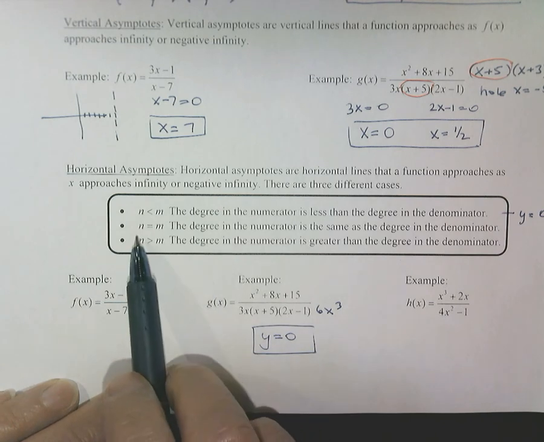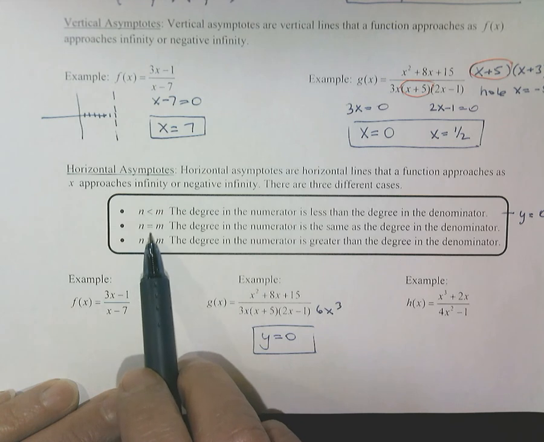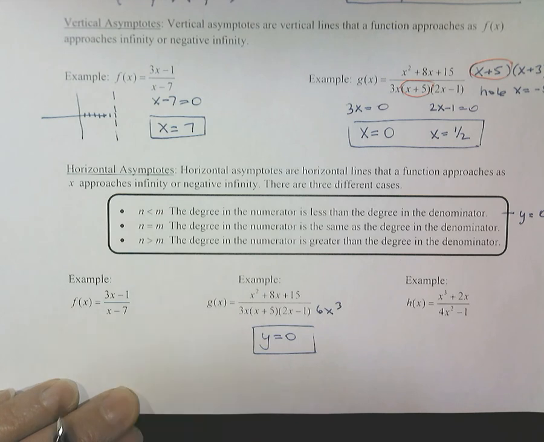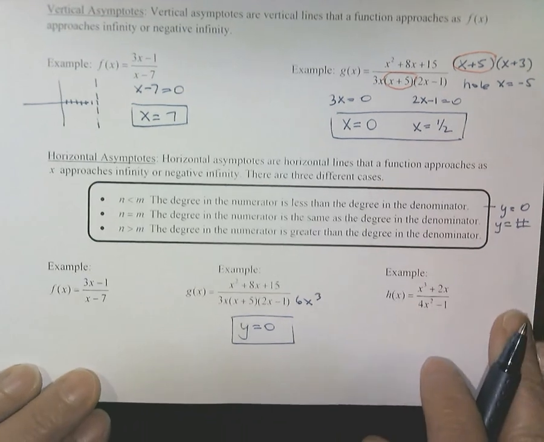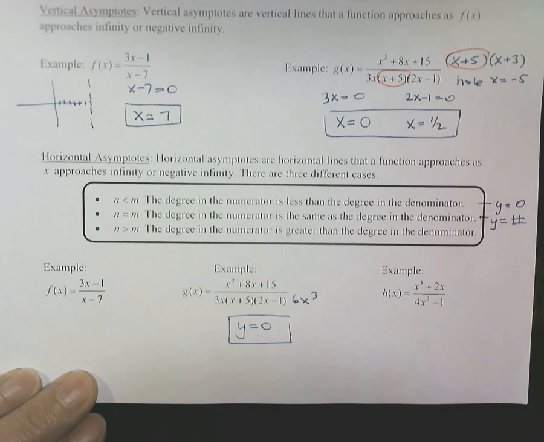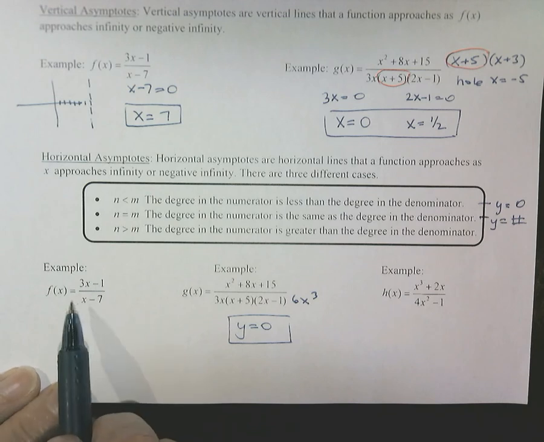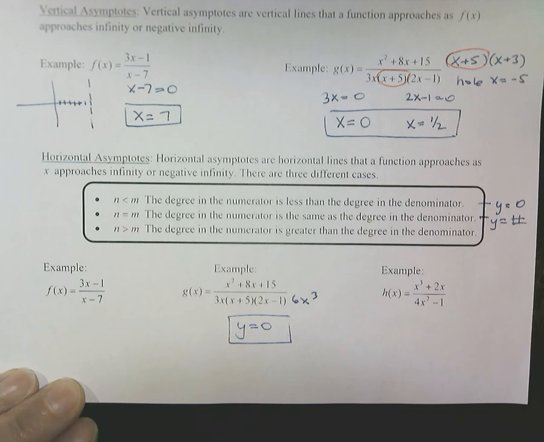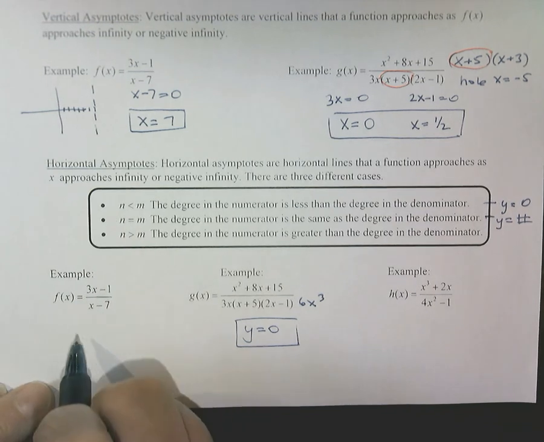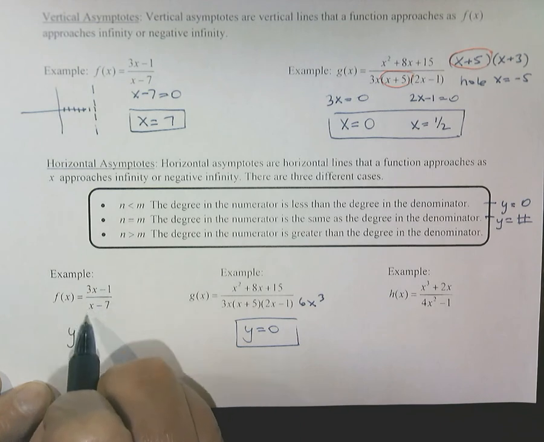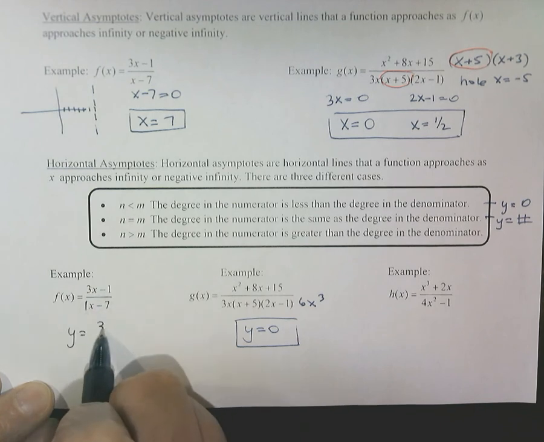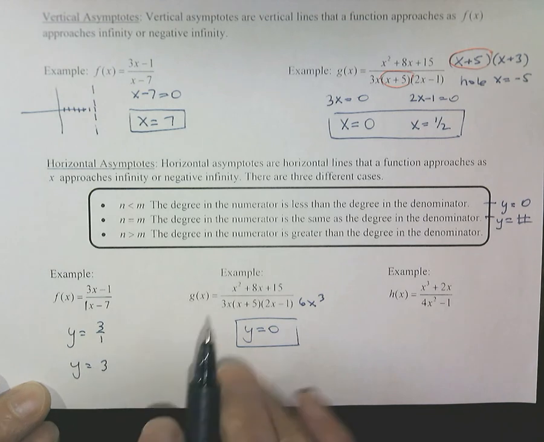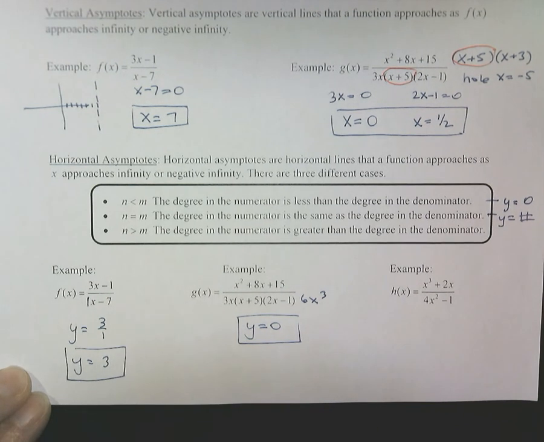The degree in the numerator, so n, is equal to the degree in the denominator, n equals m. This is going to be y equals, and it's going to be the leading coefficients. It's going to be some number. So let's come down this first example. The degree in the numerator is a 1, and the degree in the denominator is a 1. Okay, that means they have the same. That means n equals m. So it's going to be y equals 3 over 1. Always reduce your numbers. So it's going to have the horizontal asymptote y equals 3.